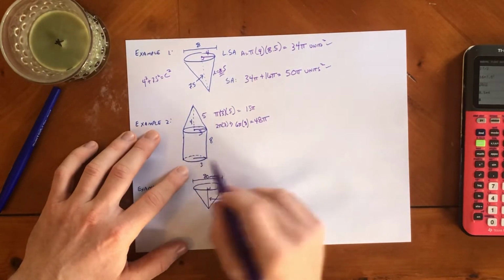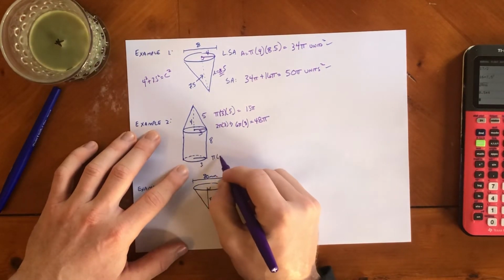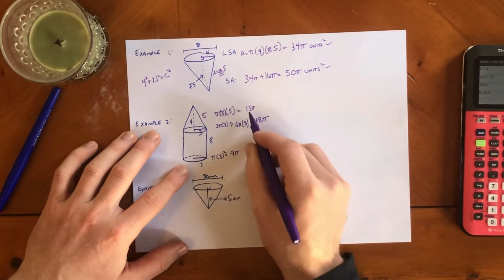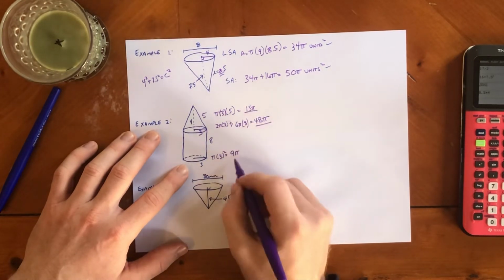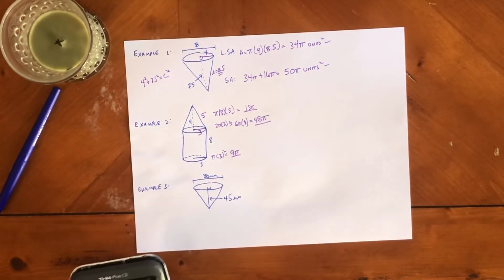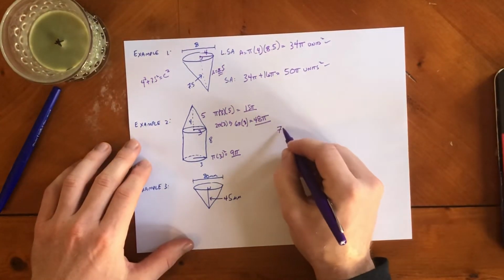Now we have to find just the base, which is going to be pi r squared, which is 9 pi. So we take this plus this plus this, because this is a composite shape. So we got 15 plus 48 plus 9. That's going to give me 72 pi units squared.